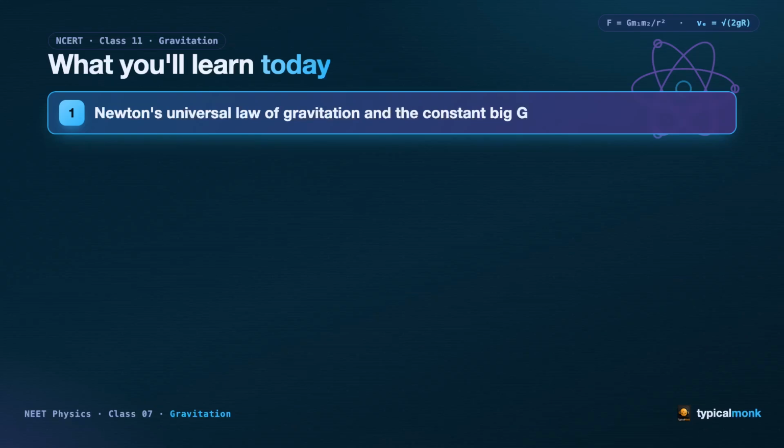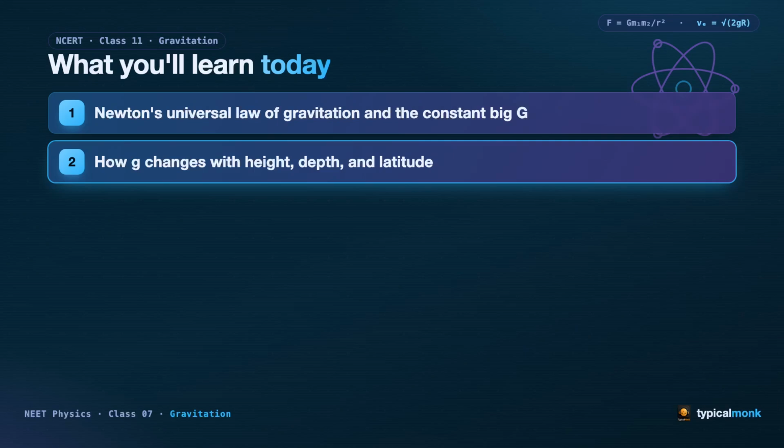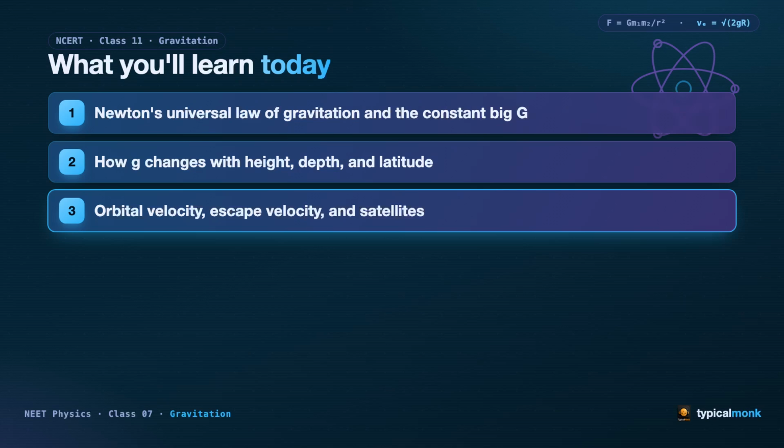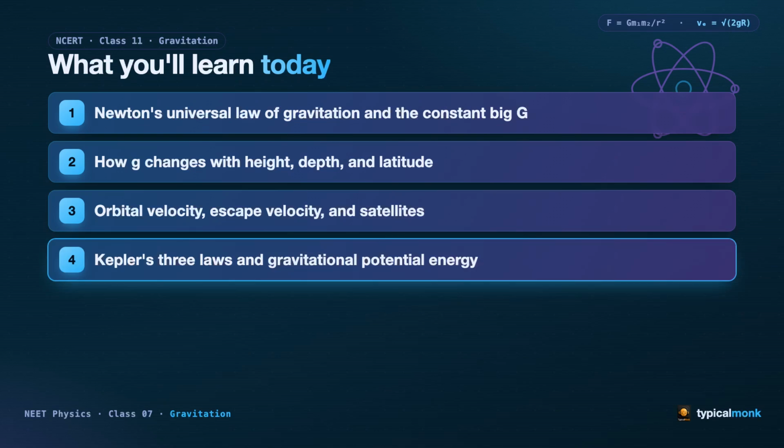First, Newton's universal law of gravitation and the constant we call big G, the rule that every mass attracts every other mass. Second, how the acceleration due to gravity, g, changes with height above the surface, with depth below it, and with latitude across the planet. Third, orbital velocity, escape velocity, and how satellites stay up, including the geostationary satellite. Fourth, Kepler's 3 laws of planetary motion and gravitational potential energy, which is always negative.